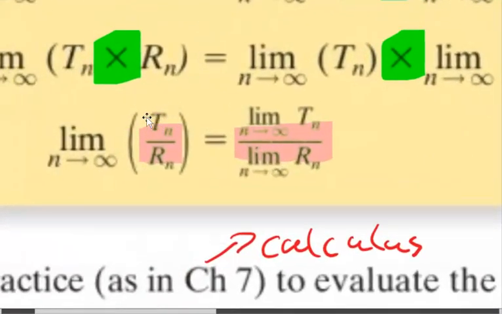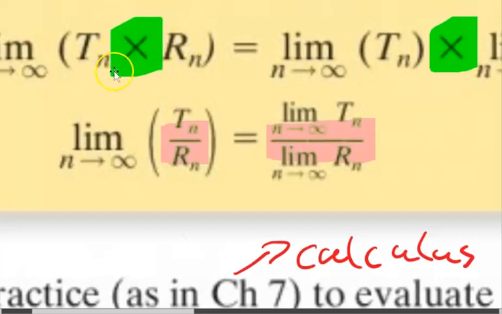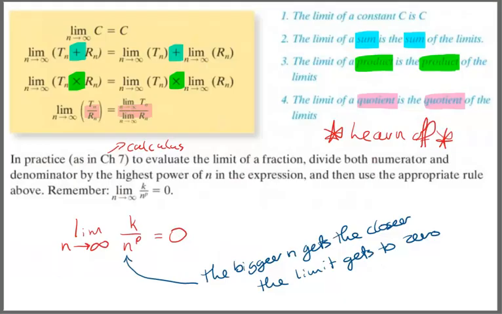So I'll just zoom in to show you that a bit closer. So the limit as n approaches infinity of Tn divided by Rn is equal to the limit as n approaches infinity of Tn divided by the limit as n approaches infinity of Rn. In practice, as in Chapter 7, Calculus, to evaluate the limit of a fraction, divide both numerator and denominator by the highest power of n in the expression, and then use the appropriate rule above.